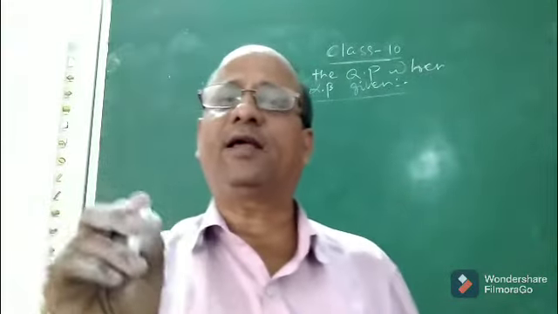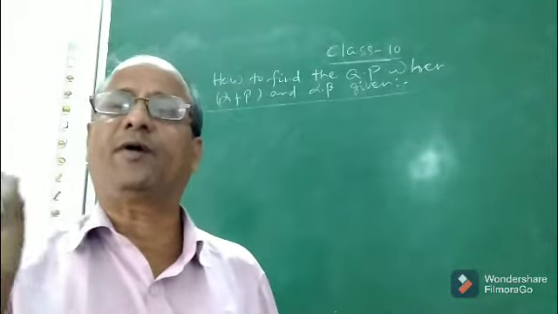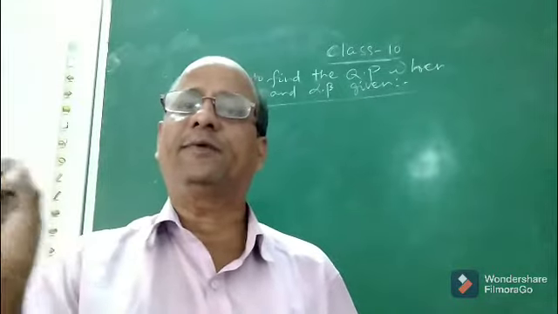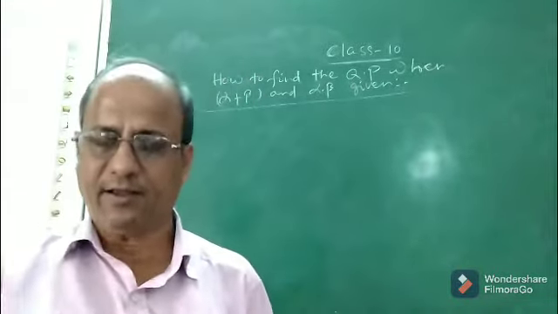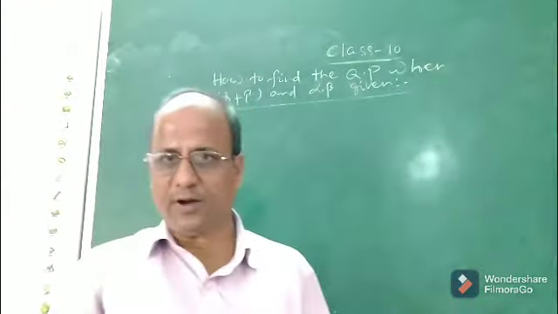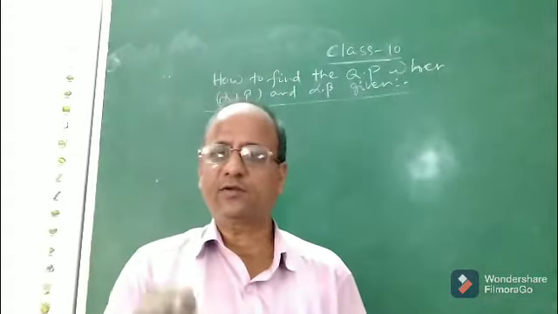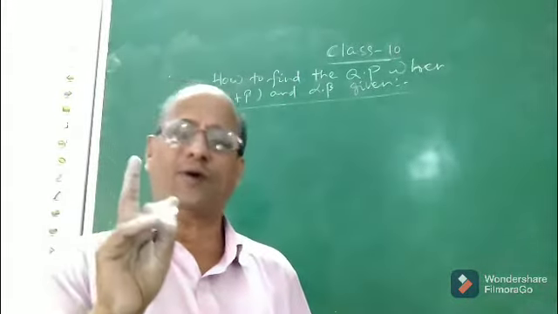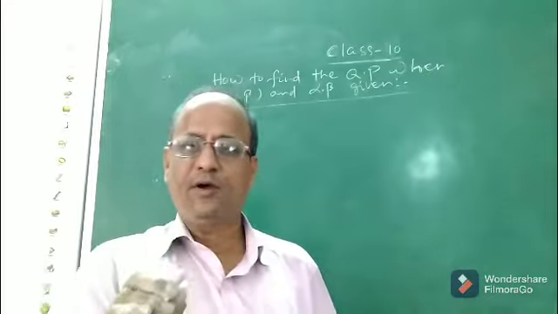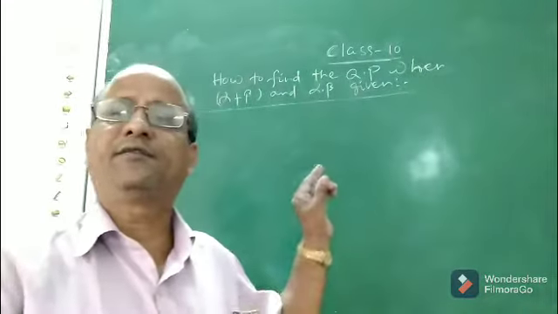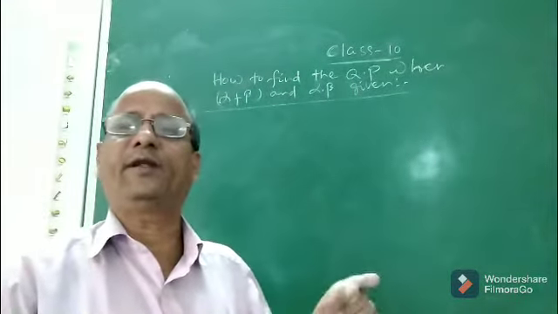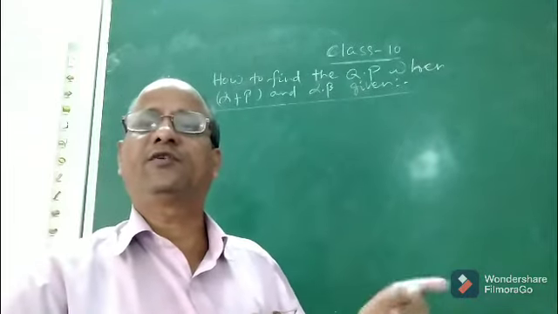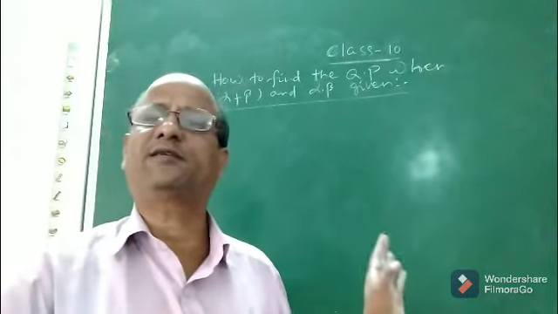While discussing the relationship between zeros and coefficients, the two formulas I had said: alpha plus beta, the sum of zeros of a quadratic polynomial, equals minus b by a, and alpha into beta equals c by a. I had also done one example, how to find the zeros of a quadratic polynomial and how to verify the relation between the zeros and its coefficients. This was the last discussion.